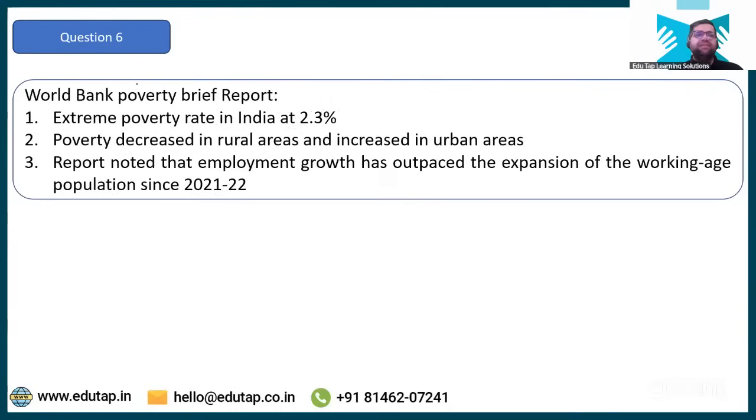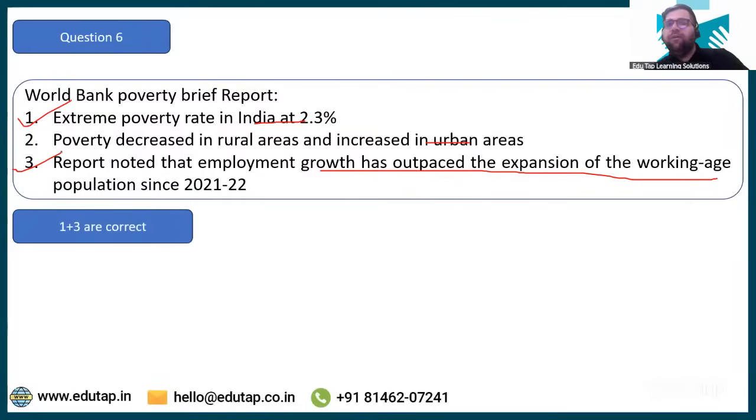Moving forward to question number 6, World Bank Poverty Brief Report. As per this particular report, again, three different statements were given. Extreme poverty rate in India is at 2.3. Poverty decrease in rural areas and increase in urban areas. Report noted that employment growth has outpaced the expansion of working age population since 2021-2022. Now, if you see, they again have asked you the correct statements. So 1 and 3 were correct because in the second statement, the incorrect thing is that in both the areas, the poverty has decreased. So in urban areas also poverty has come down, and in rural areas also poverty has come down. So I think this will be the correct answer.